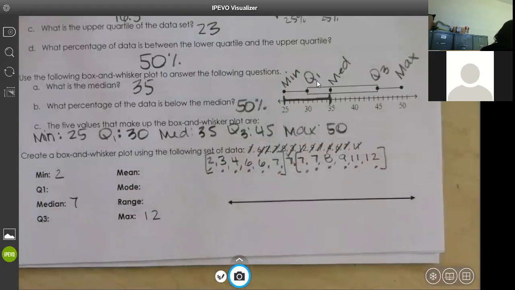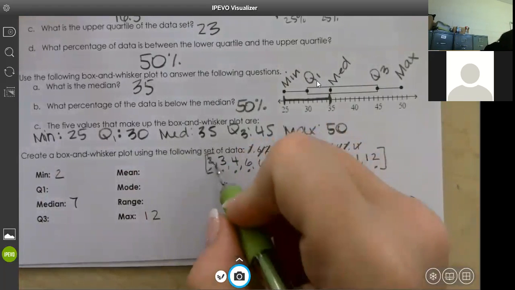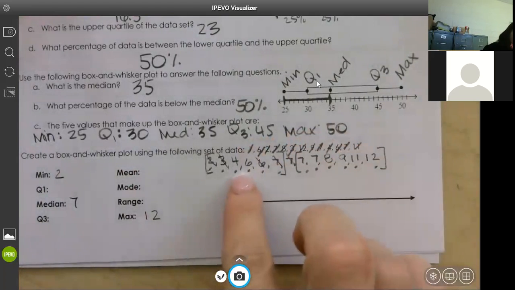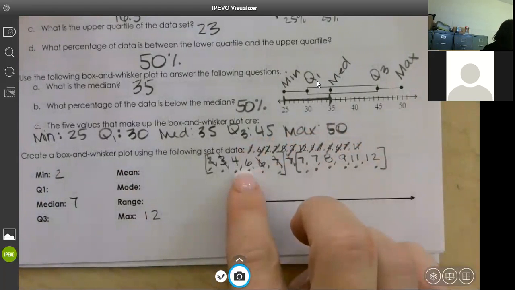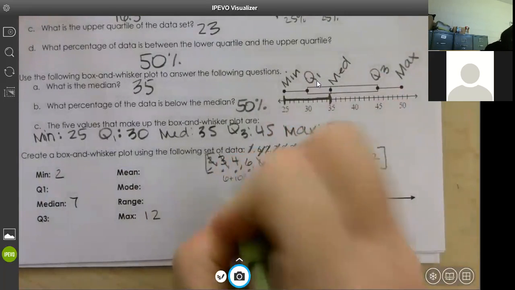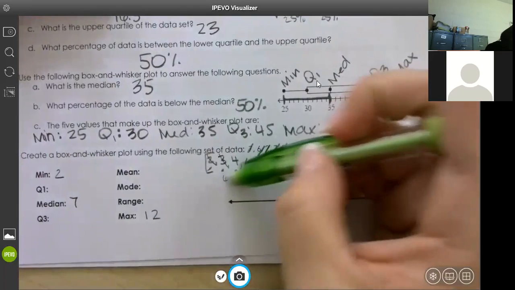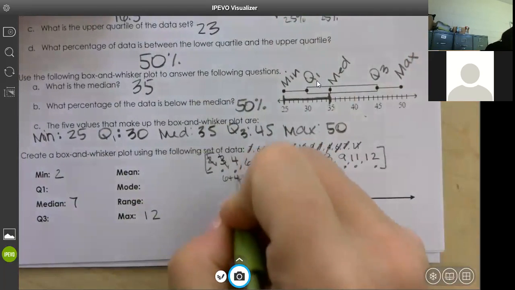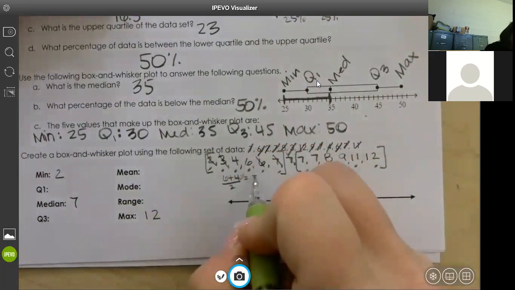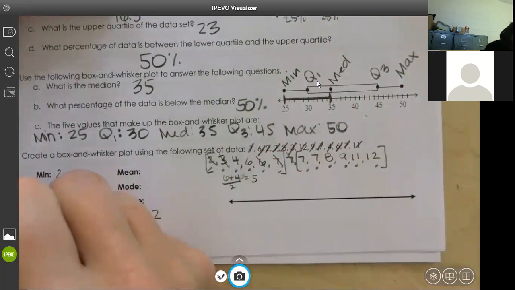And you're going to find the middle again. So we have 2 and 7, 3 and 6, but then we have 4 and 6. Remember, when we have an even number, we just add them together. 6 plus 4 is 10. And then divide by 2, which gives us what? 5. So your Q1 is 5.